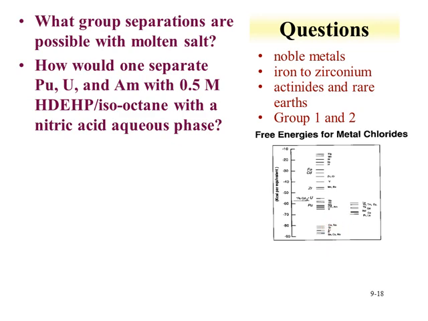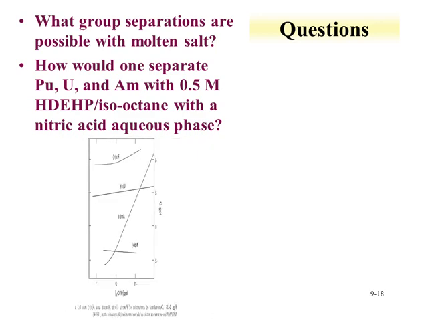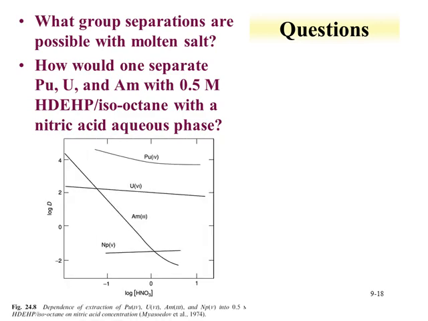And how would one separate uranium, plutonium, and americium with an organic phase that's 0.5 molar HDEHP in isooctane with a nitric acid aqueous phase? Well, one could look at some data as was shown here, where we have the distribution coefficient plotted against the log of the nitric acid concentration. And here are some oxidation states which are common. So we have the trivalent americium, the hexavalent uranium, and the tetravalent plutonium.